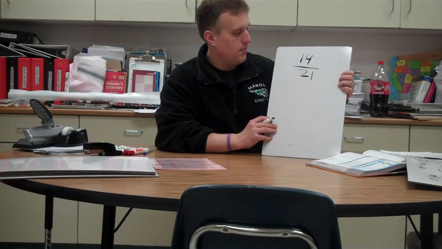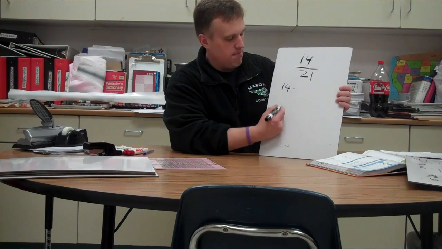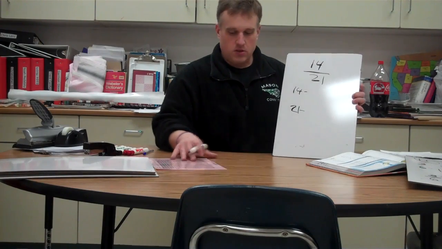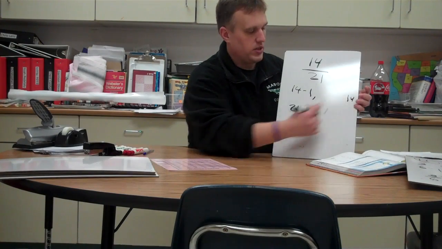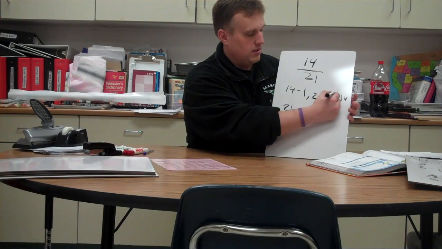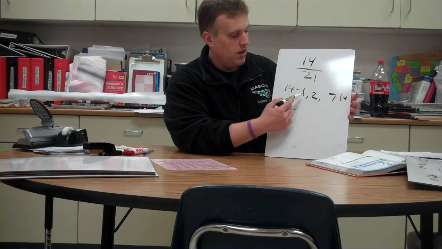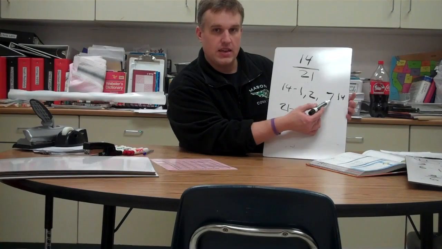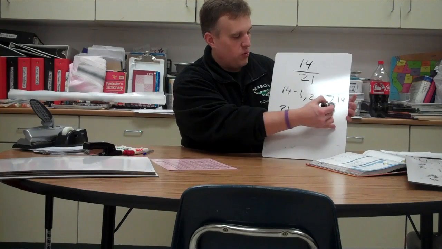Okay, number 14. 14 over 21. First thing I'm going to do is find all my factors for each number. Okay, so for 14, I know 1 and 14. And then I go to my next number. 2 times 7. I can't do 3. I can't do 4. I can't do 5. I can't do 6. And then I run into 7 here, so I know I'm finished with 14. So my factors of 14 are 1, 2, 7, and 14.